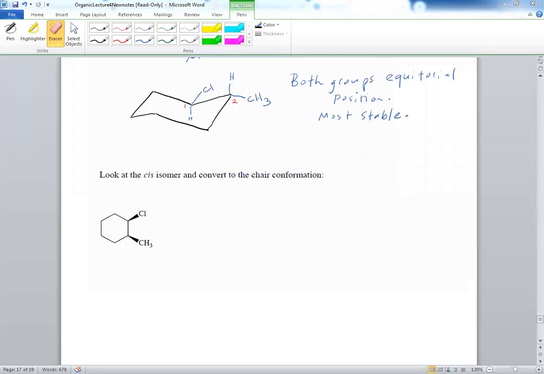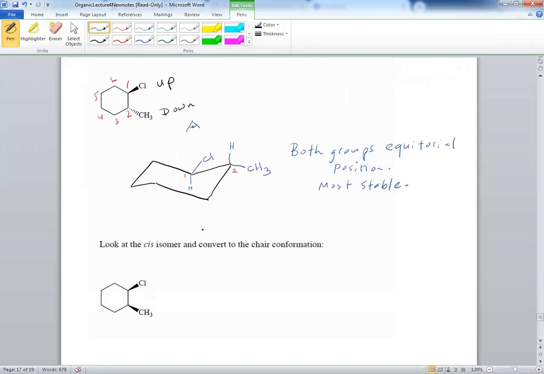So what if you have the cis isomer of the molecule we worked with? We had the trans, if you look before, and now we need to look at the cis isomer and be able to draw that one. So it's the same principle.